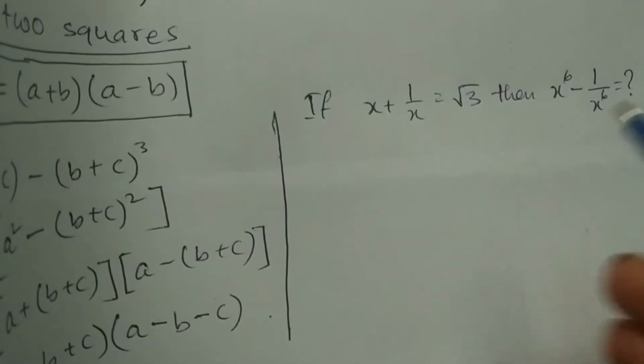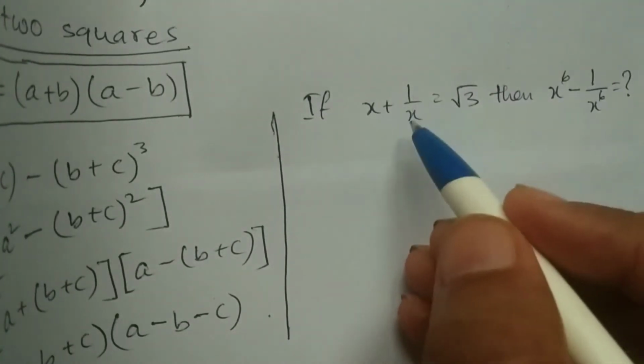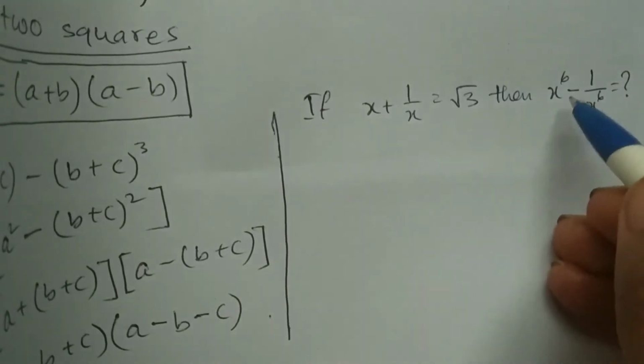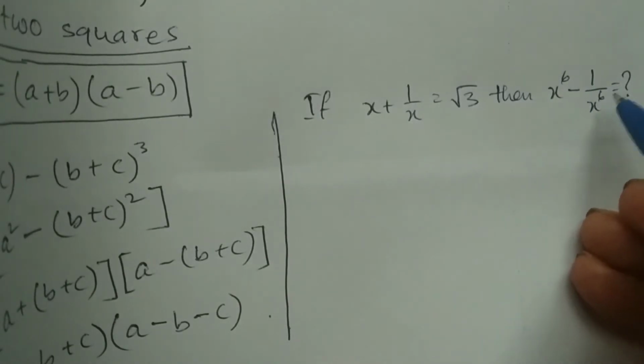Okay, so as you can see, the question is, if x plus 1 by x equals root 3, then x to the power 6 minus 1 by x to the power 6 equals what?